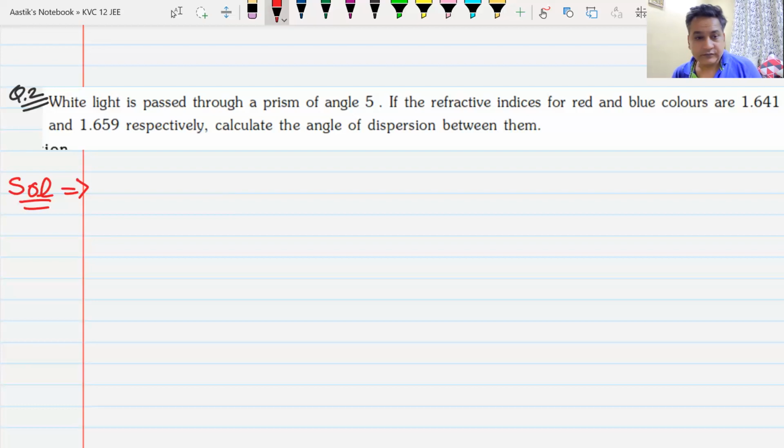0.09. 0.09. Well done. Good. So how do you calculate this? You just have to calculate the deviation, the angle of dispersion. What is the way of calculating it?